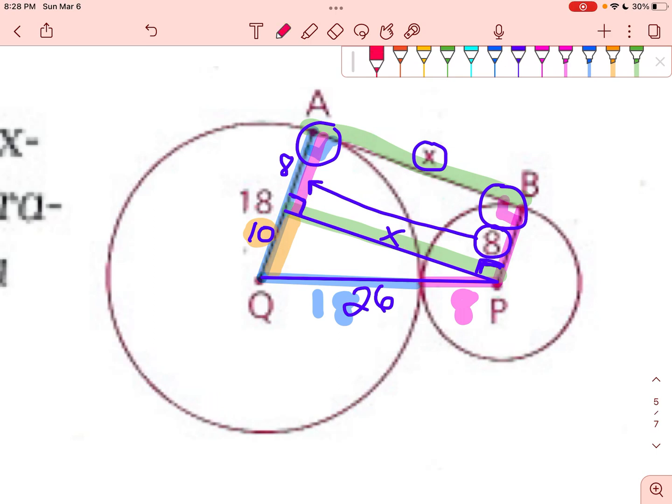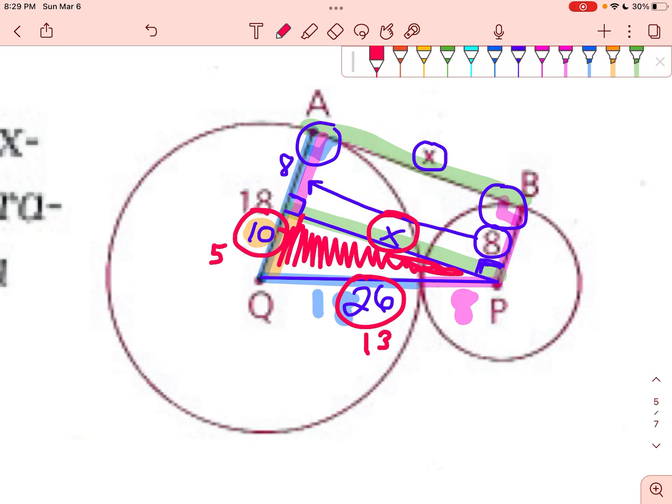Now I am going to take a look at this right triangle right here. So this is a right triangle, and I see that it has side lengths of 10, x, and 26. If I reduce this, it's 5, blank, 13. Therefore, I know it's a 5, 12, 13, but it's doubled. So this piece is 24. Therefore, the top is also 24.